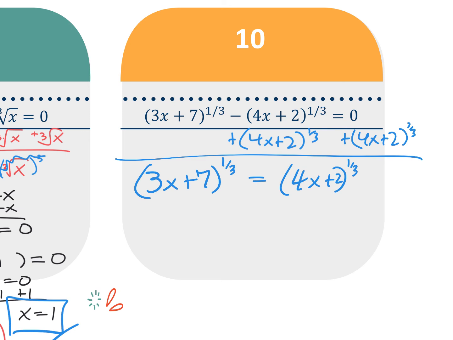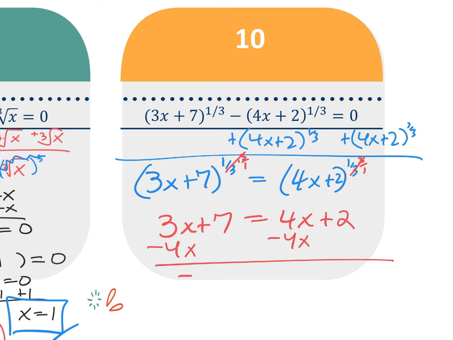So in order to get rid of that rational exponent, I'm going to multiply or raise both sides to the reciprocal power. So 3 over 1, 3 over 1. This just cancels to an exponent of 1. So then this is left with just 3x plus 7 equals 4x plus 2. Move my like terms together. Doesn't matter which way you move it. I get negative x plus 7 equals 2.